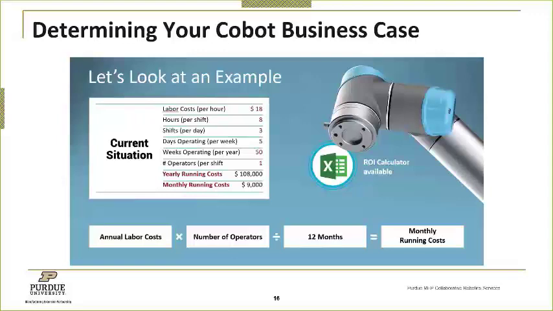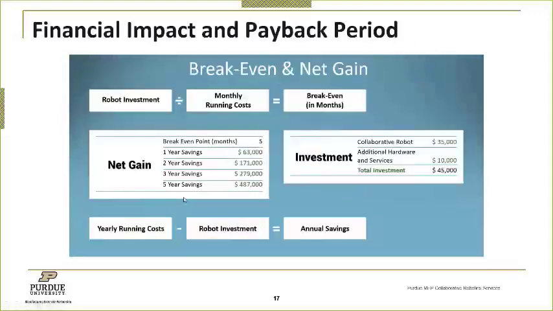Now to determine if the cobots make sense or not, what you want to do is take your robot investment and divide it by your monthly running costs. In this particular example, we're going with the low end on the Universal Robot side, say a $35,000 cobot, lifts about 11 pounds. Factor in some additional hardware, things like the end-of-arm gripper you want to buy, maybe an extended warranty, bring total purchase cost to $45,000.